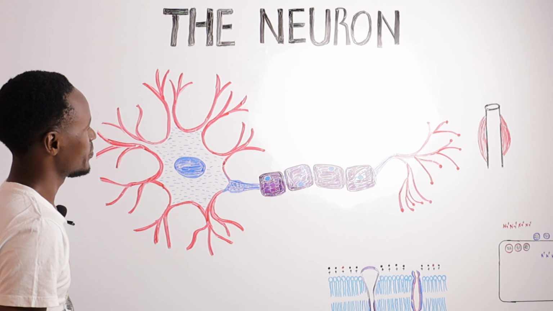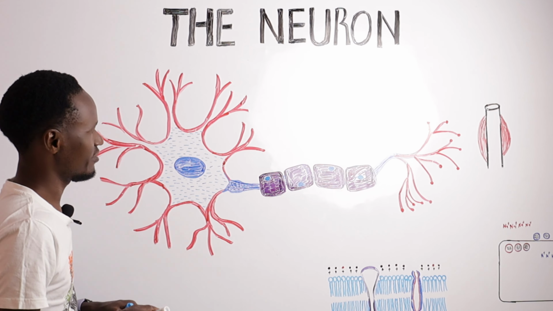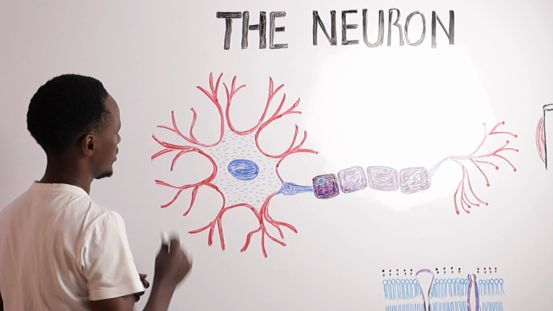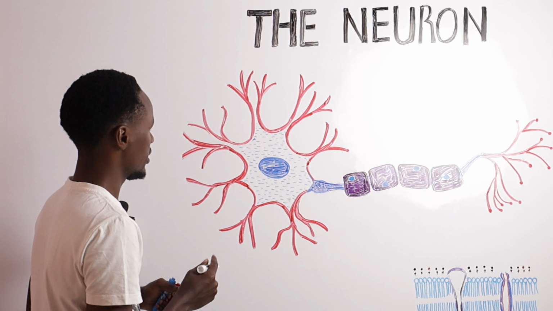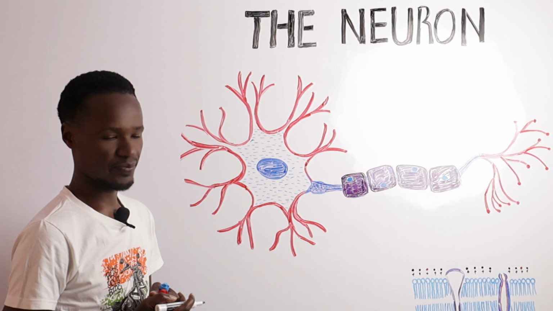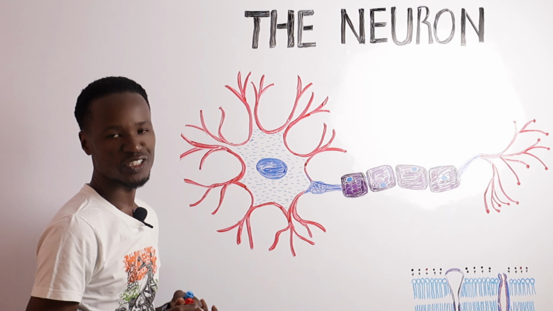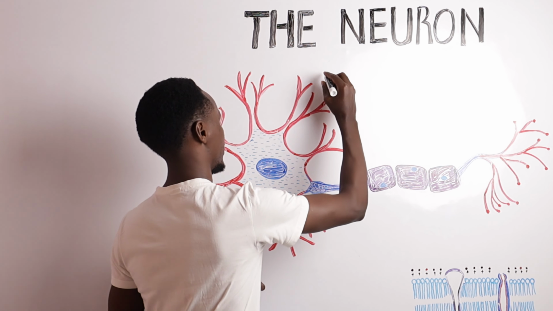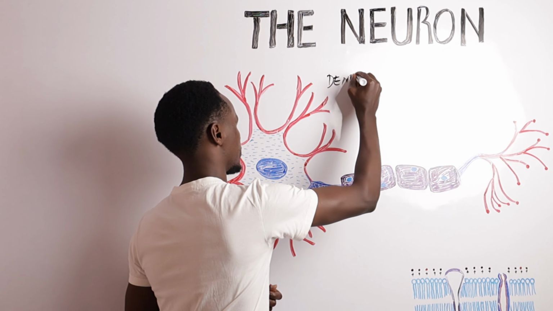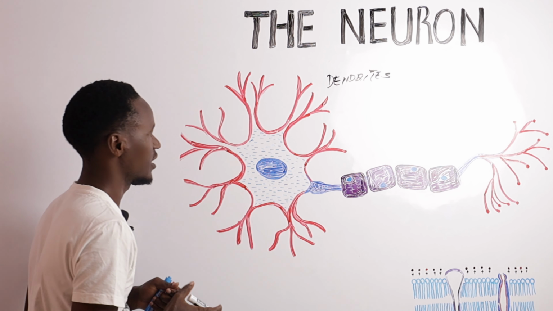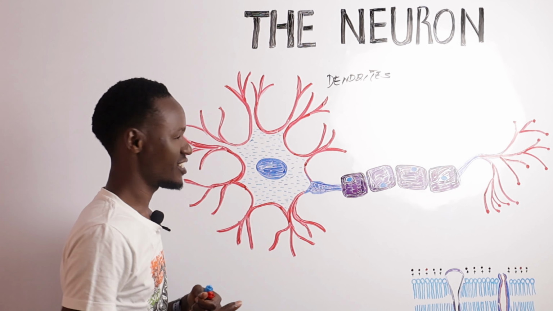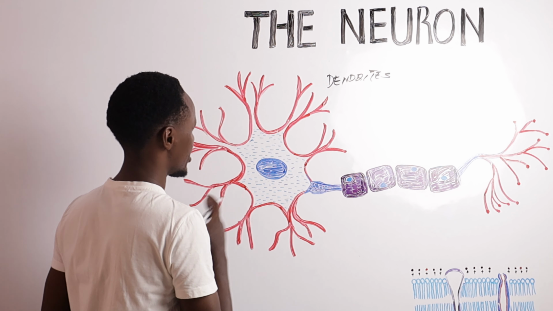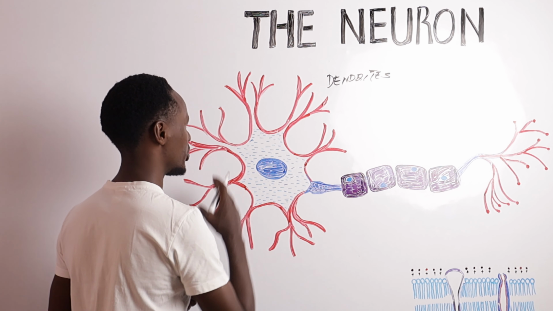If you look on my board here, you'll see that I've drawn a very good diagram of the neuron. And if you see these structures here, the ones in red, these are called the dendrites. The name has something to do with being tree-like, because they look like a tree. The dendrites are nerve fibers that carry electrical signals from the central nervous system towards the cell body.